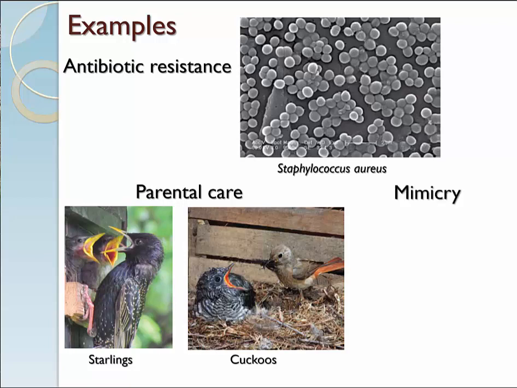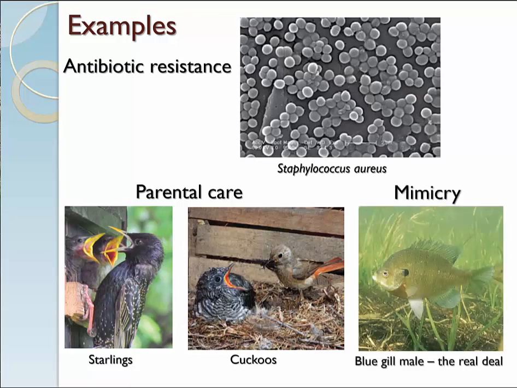And then another example has to do with mimicry, and this is a bluegill male, and the males come in two forms. There's the big masculine kind, like this one, and then there are bluegill males that look like females.